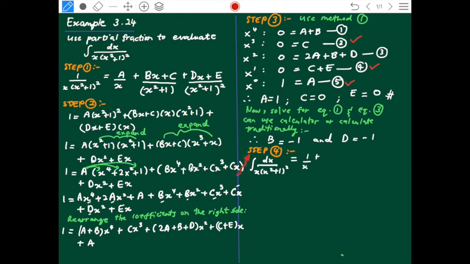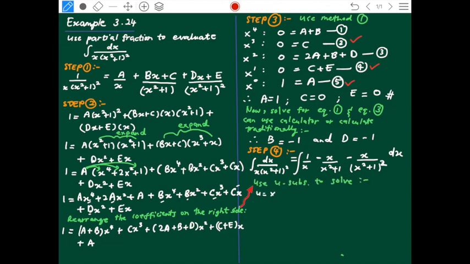Now proceed with step 4. In step 4, we proceed with the integration process. Here you can plug the values back into the partial fraction. A is 1 over x, and then bx plus c, since c is 0 and b is minus 1, we get minus x over x squared plus 1, and the rest, d is also minus 1, so minus x over x squared plus 1 squared. So we can integrate the whole function here.